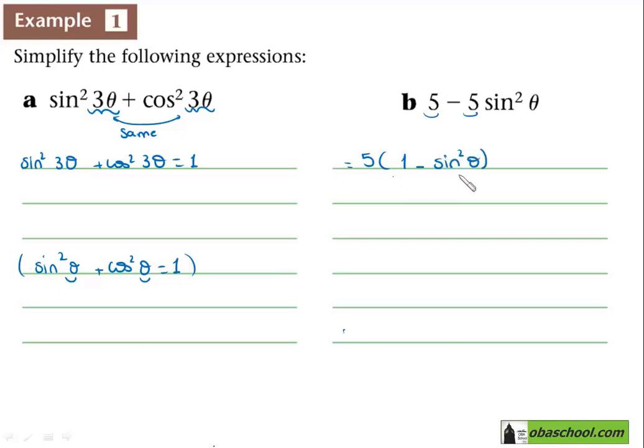This is very similar to this. Sine squared theta plus cosine squared theta is equal to 1. We want 1 minus sine squared theta. Thus, cosine squared theta is equal to 1 minus sine squared theta. Notice that we have the same expression. Thus, it is directly 5 multiplied by cosine squared theta.